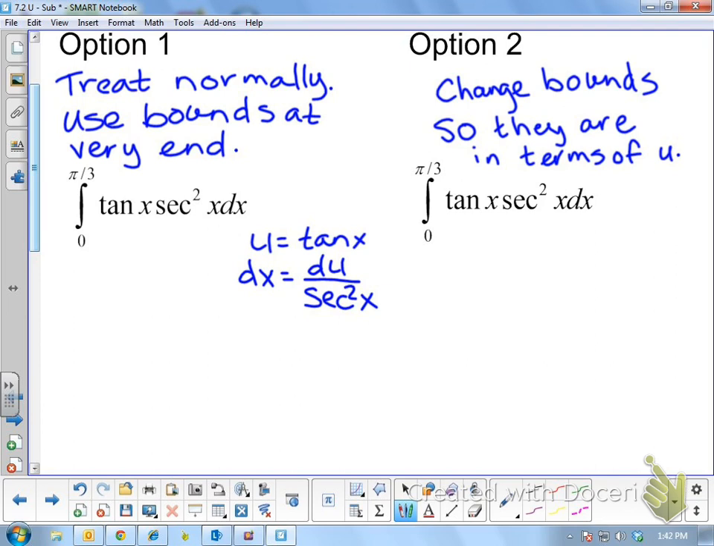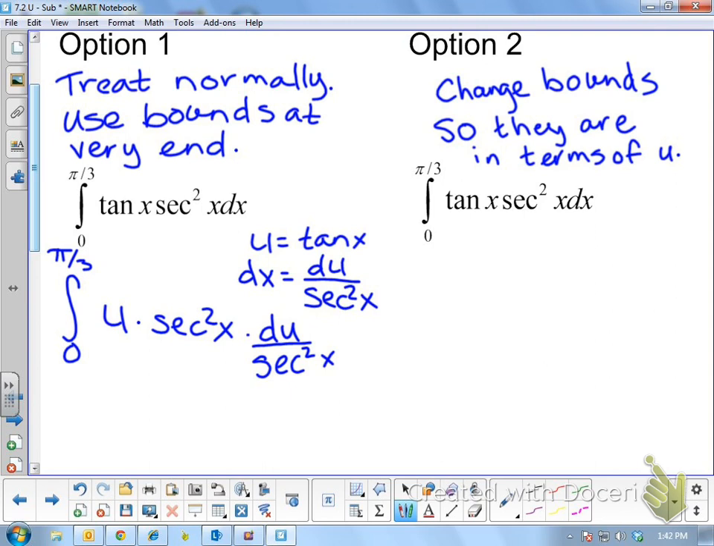So we replace tangent. We decided tangent was u, so we get u times secant squared x times du over secant squared x. And now all of our x's do cancel.